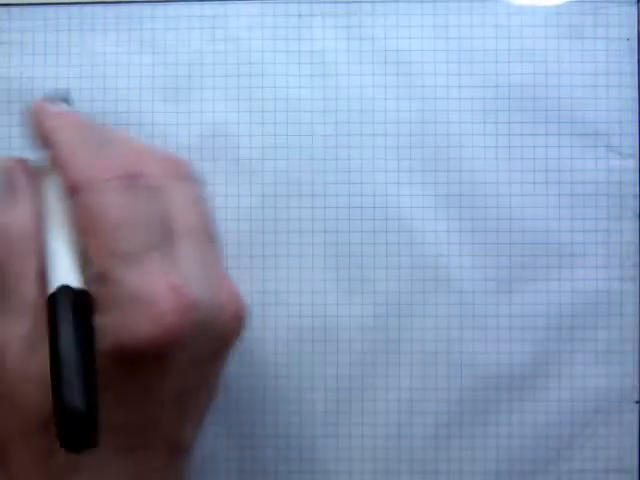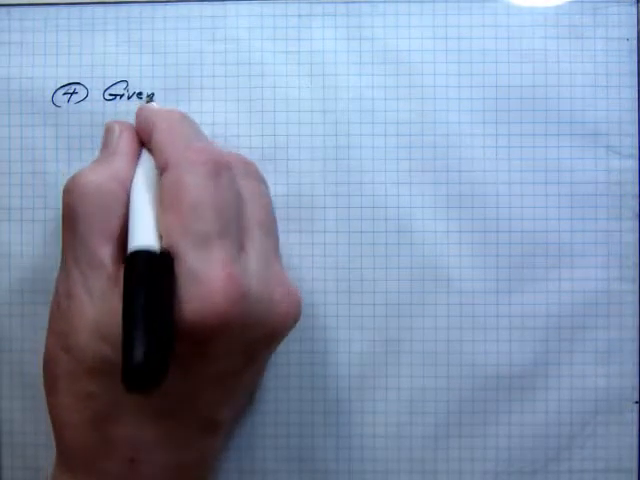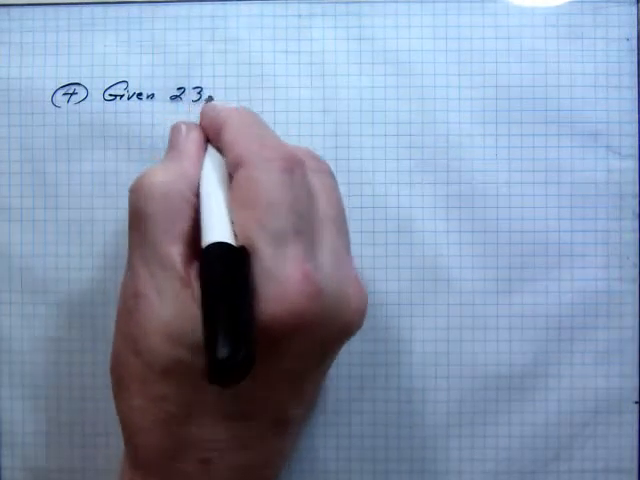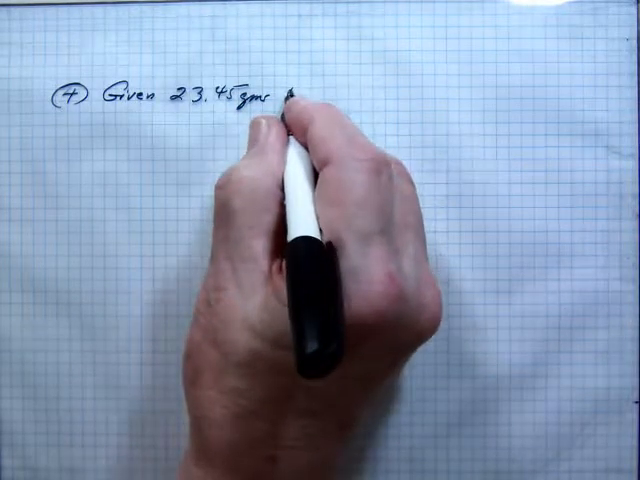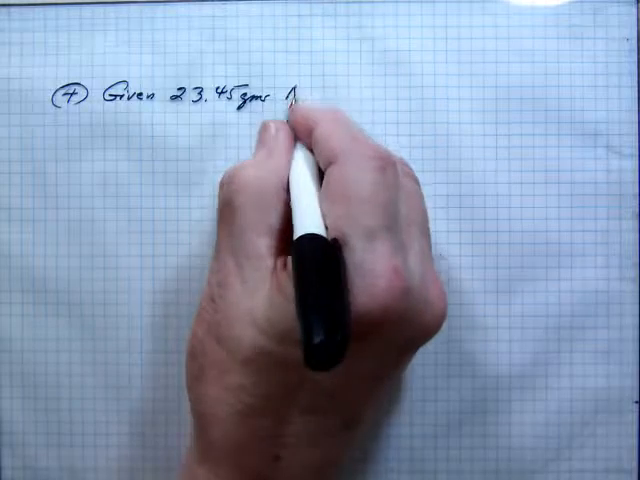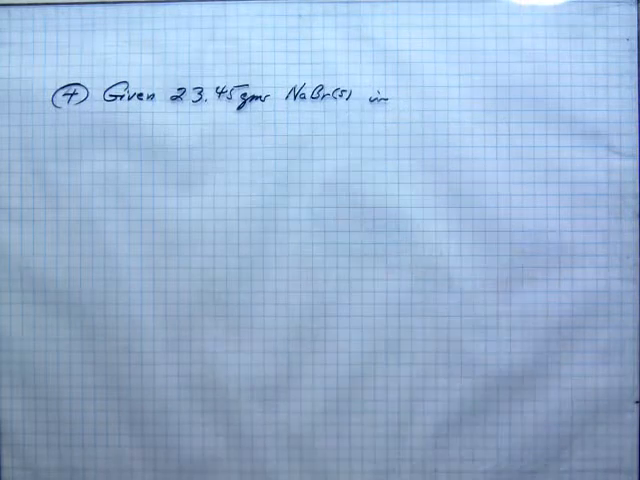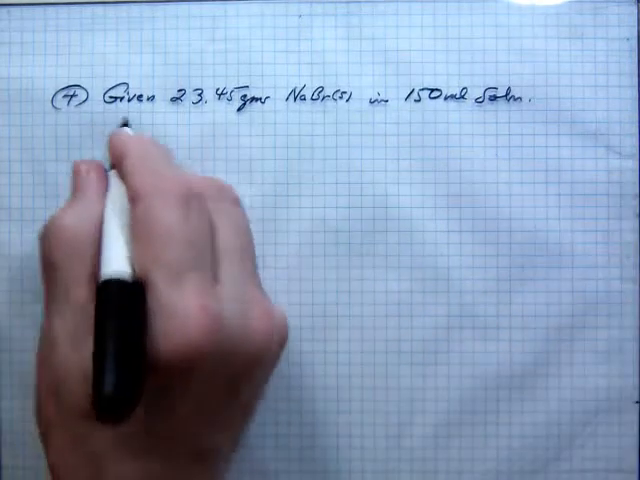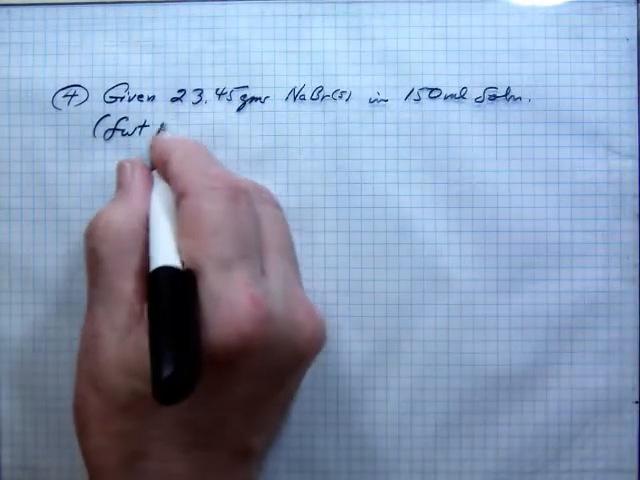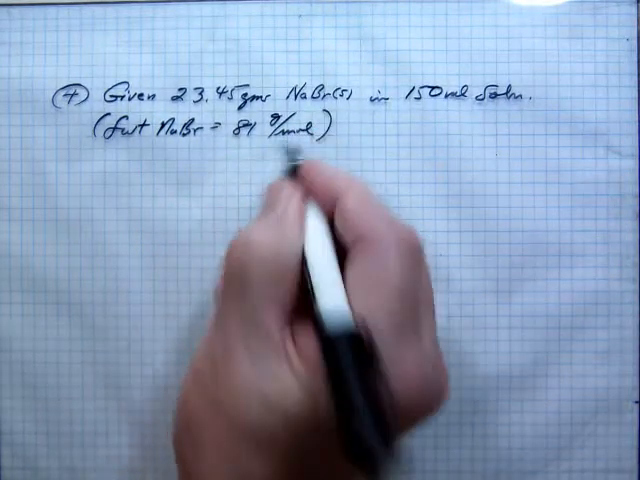Okay, so this is number 4 in our problem set on solutions. You're given 23.45 grams of sodium bromide in 150 milliliters solution. And you're also given the formula weight of sodium bromide to equal 81 grams per mole.